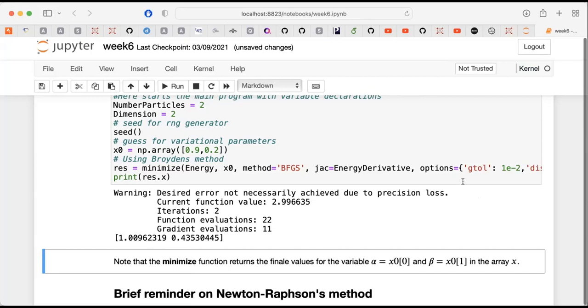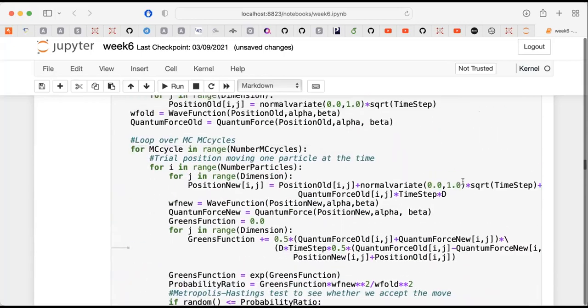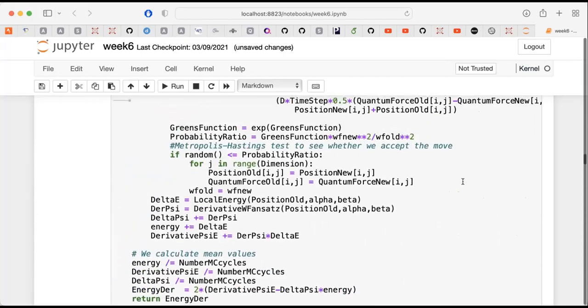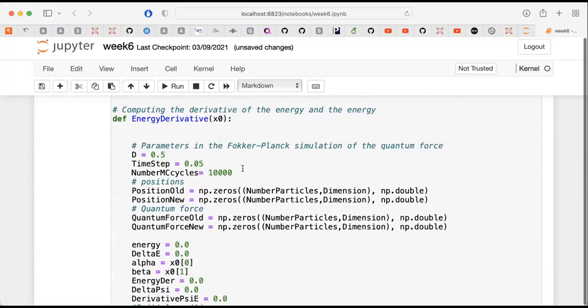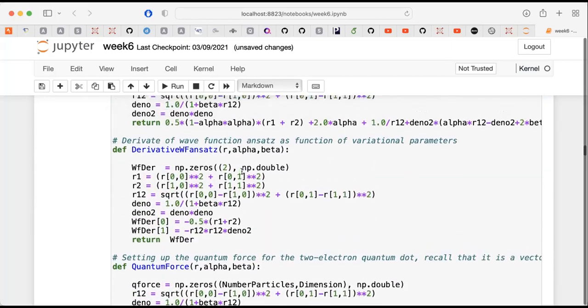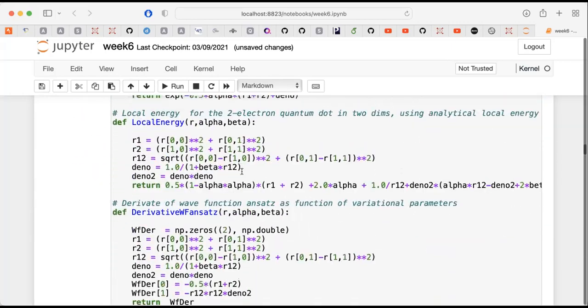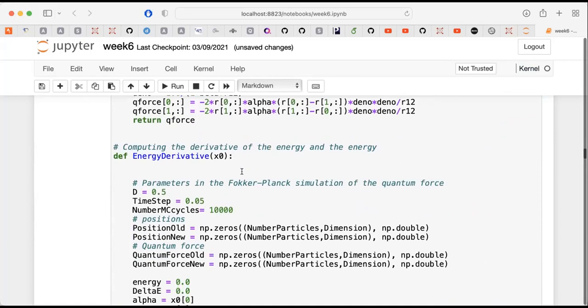So the results will depend on your calculation, and on the seed which you give to your random numbers. It will also depend on the number of Monte Carlo cycles you want to invest in every such calculation. In this case, we're just doing 10,000, which means that maybe this accuracy is not optimal. So when we calculate the energy derivatives and evaluate the energy, we have a limited number of Monte Carlo cycles.